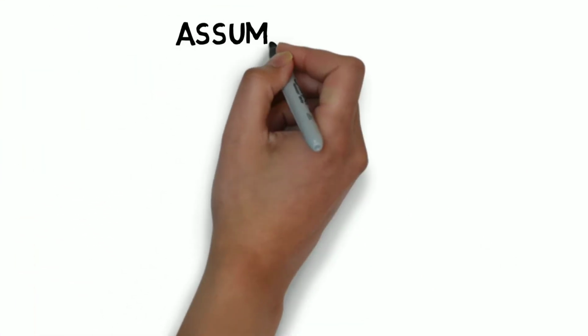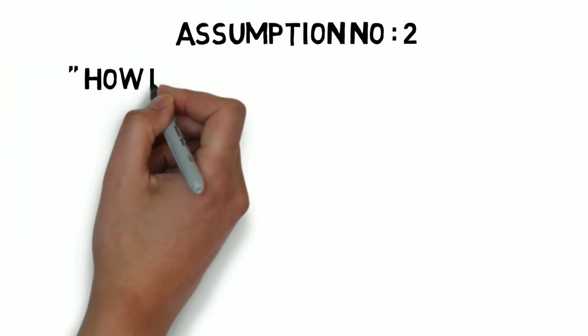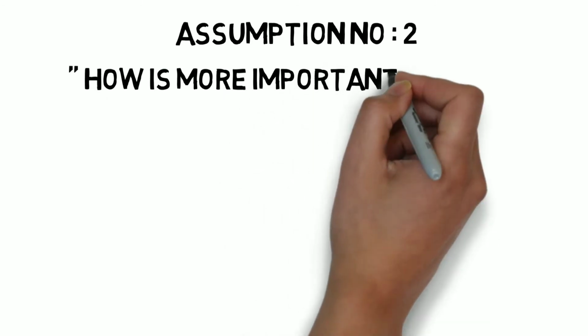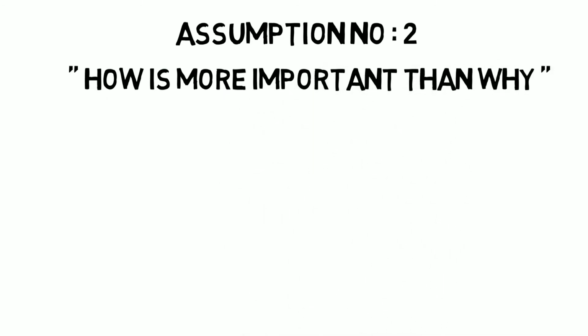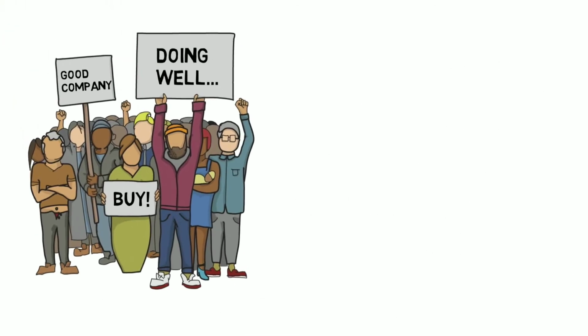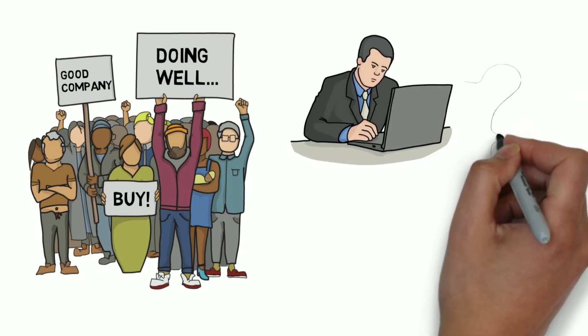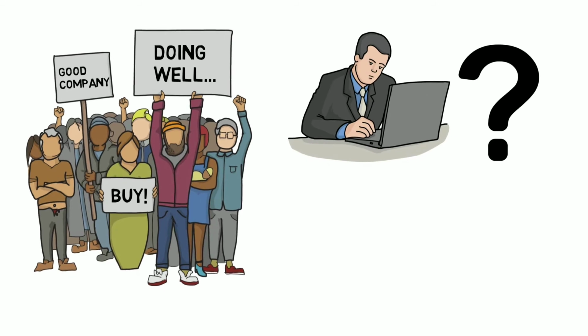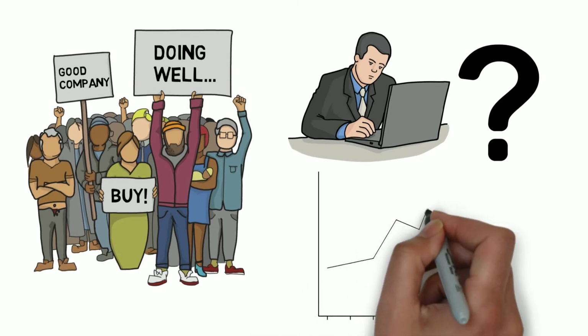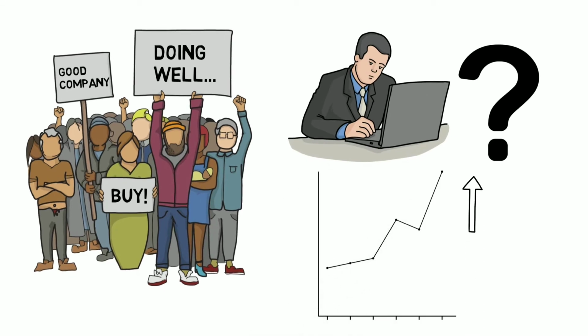Now key assumption number 2. In technical analysis, how is more important than why. If we continue our previous example, no one is interested in questioning why the insider bought the stock, because they know this buy can push the share price to higher levels.